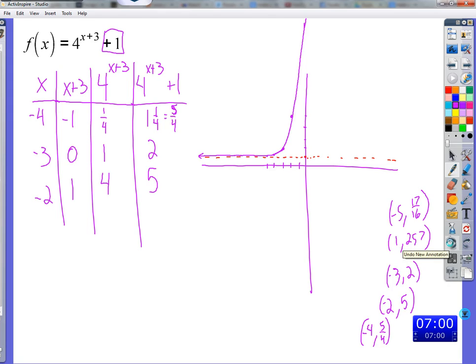So by doing that, a little more structure with the table and everything, then we get our x and our y, x, y, x, y.